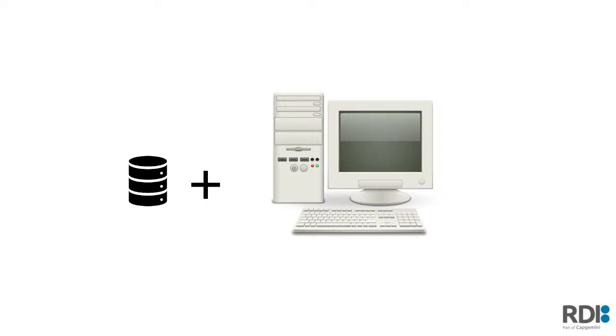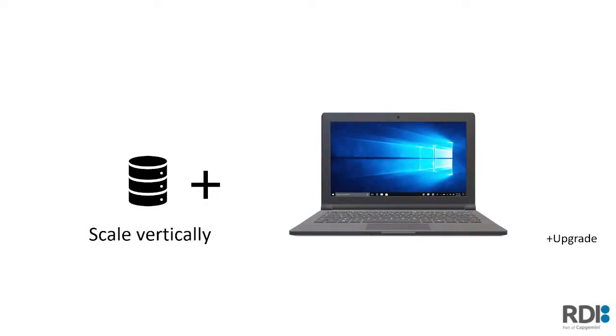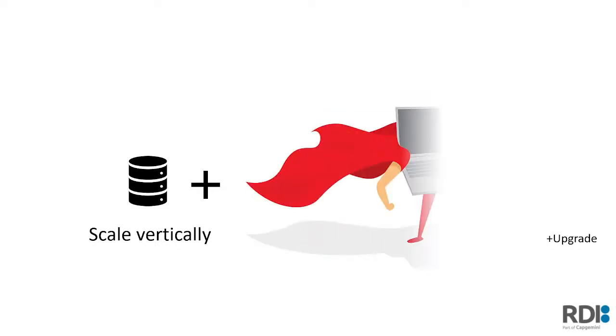One solution I could have for this problem is to scale vertically. What does it mean? Well, it means that I can upgrade my hardware. So instead of the old computer that you see here, I can replace it with a new, smarter computer. If my traffic keeps growing, no problem. I can replace the other one with a super new computer, right?